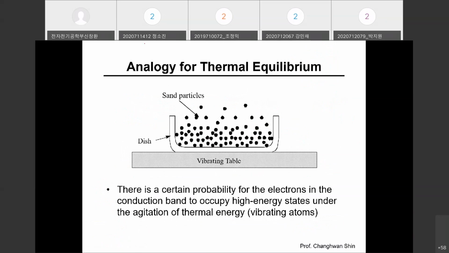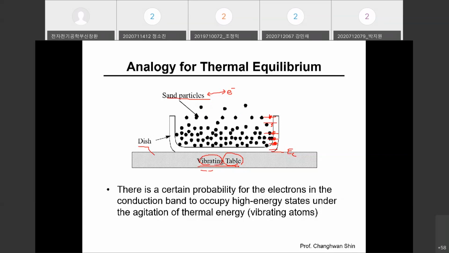And this slide shows an analogy for thermal equilibrium. So this is quite simple. This is a conduction band edge, and there are many energy states in conduction band. So in each energy state, you can find electrons, but here the analogy is like this. There is a dish on the vibrating table, and the sand particles are matched to the free electrons. So the table should be stabilized, in a good stable status.